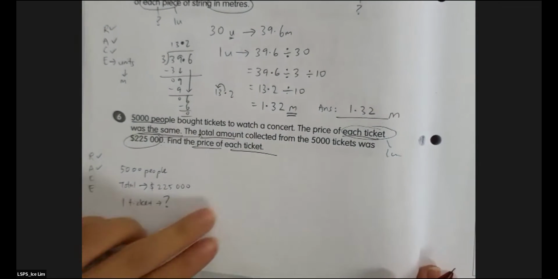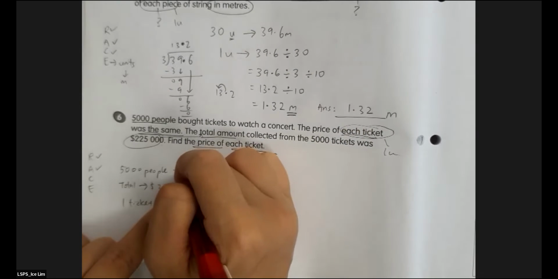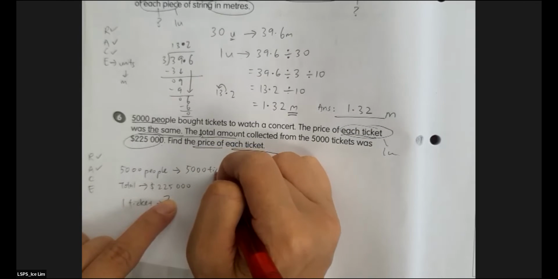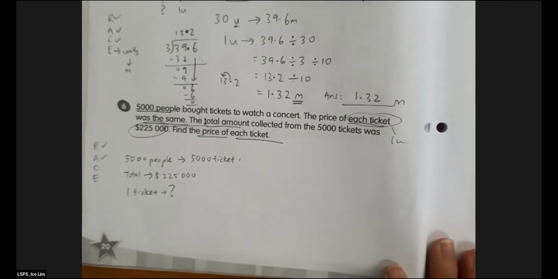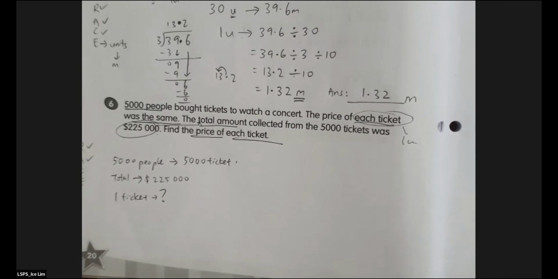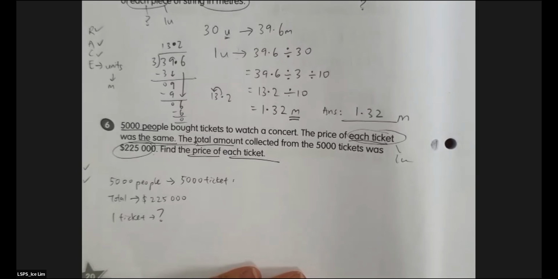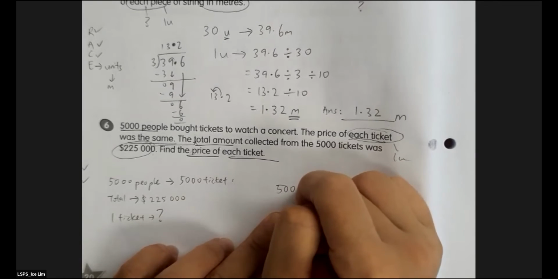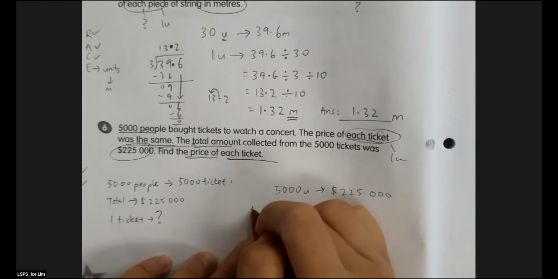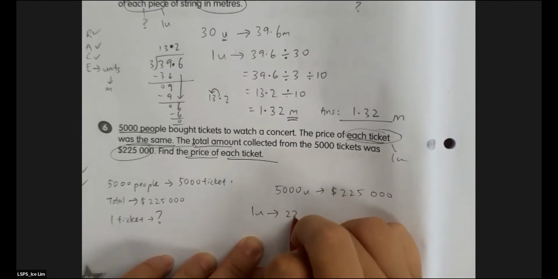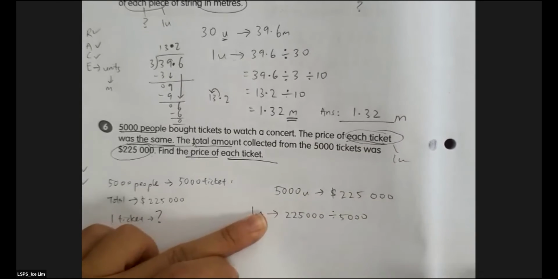Okay, so 5,000 people, the ticket the same. That means 5,000 people, 5,000 tickets. All same price. 5,000 people buy 5,000 tickets. Nobody buys extra. That's what I'm saying. So 5,000 units is $225,000. 1 unit is how much? It will be 225,000 divided by 5,000. This one is a crucial mark.